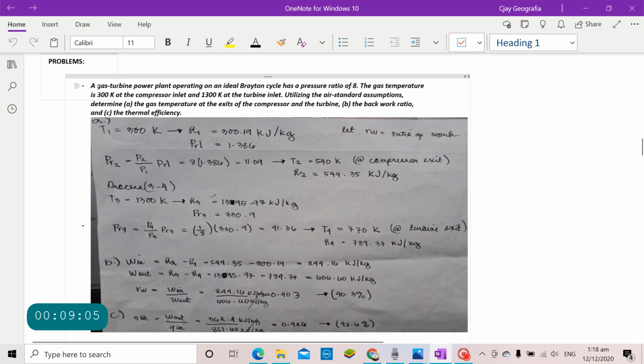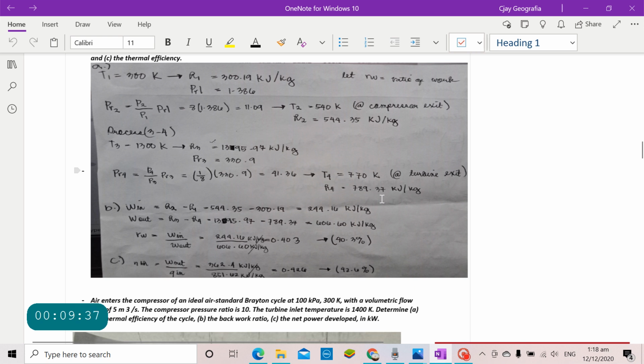The first problem: a gas turbine power plant operating on an ideal Brayton cycle has a pressure ratio of 8. The gas temperature is 300 Kelvin at the compressor inlet and 1300 Kelvin at the turbine inlet. Utilizing the air-standard assumptions, determine A, the gas temperature at the exits of the compressor and the turbine, B, the back work ratio, and C, the thermal efficiency.